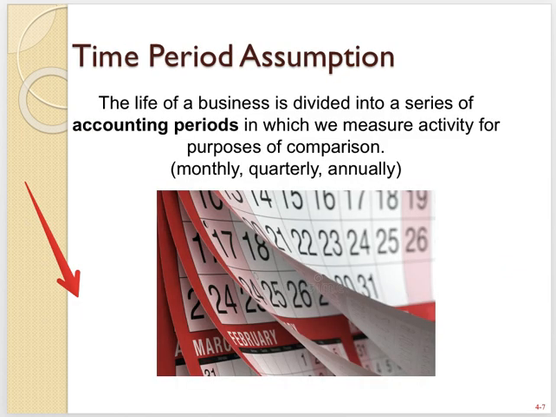So first, let's talk about the time period assumption. The time period assumption says the life of a business is divided into a series of accounting periods in which we measure activity for purposes of comparison. Okay? So it's important to break up the life of a business so you can see if you're improving from 1 month to the next or from 1 year to the next.